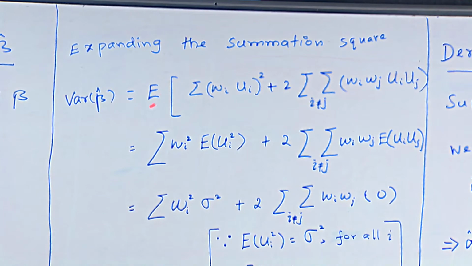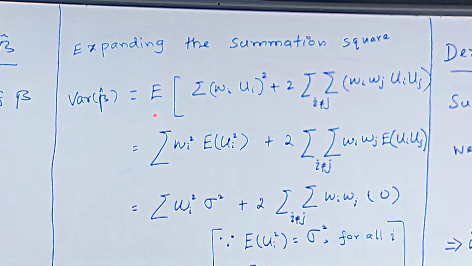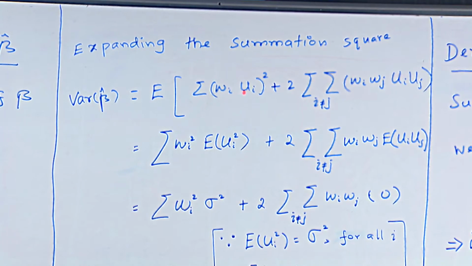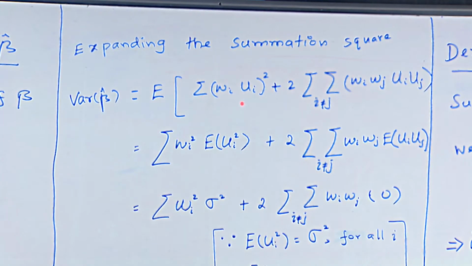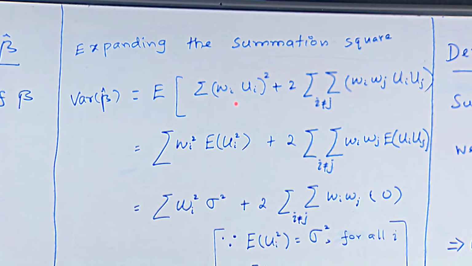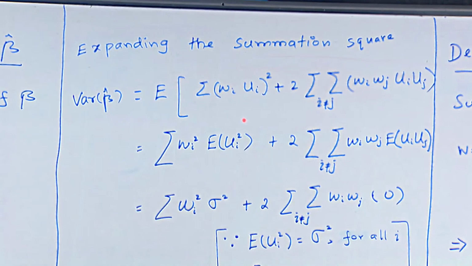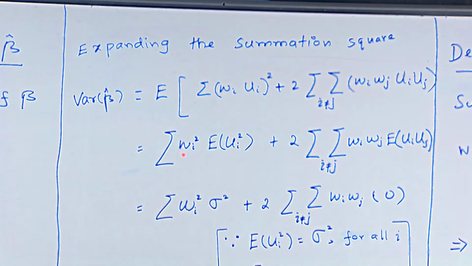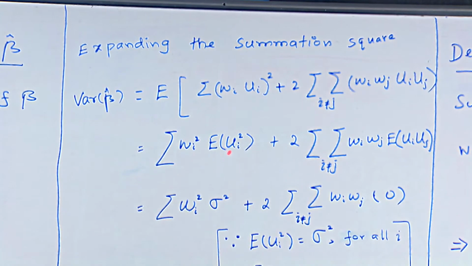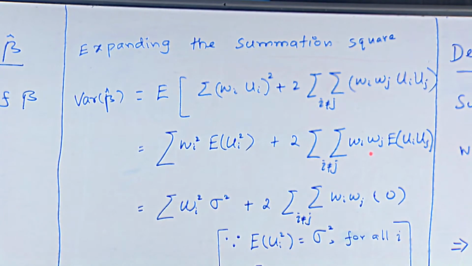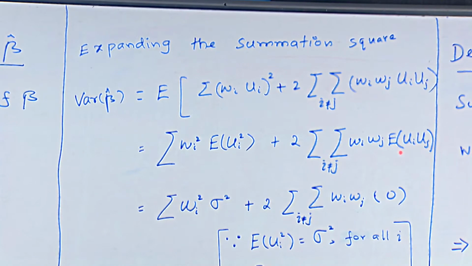Now we can take expectations inside this expression wherever there is a random variable. Here ui and uj are the random variables. So taking expectations inside, we get sigma wi square expectation of ui square plus 2 into double sigma, i not equal to j, wi wj expectation of ui uj.